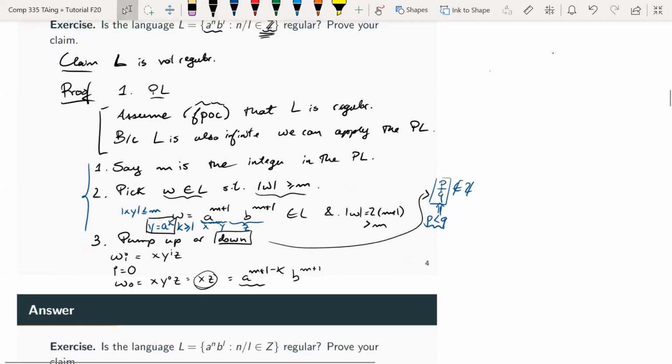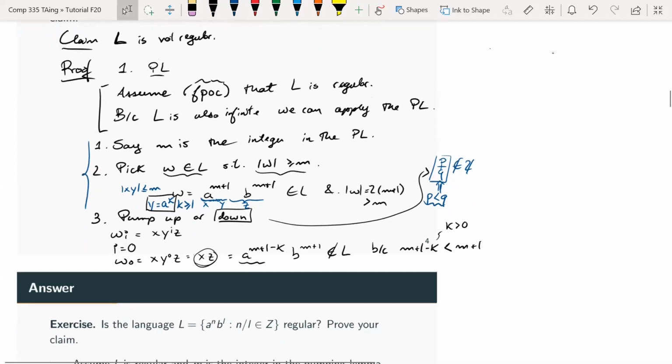And now, because I want to derive a contradiction, I want to show that this is not in L. And this is true because m plus 1 minus k is strictly less than m plus 1. And that's because k is strictly greater than 0. So if you have a number x which is less than a number y, then x over y is never in the set of integers. And so this is true.